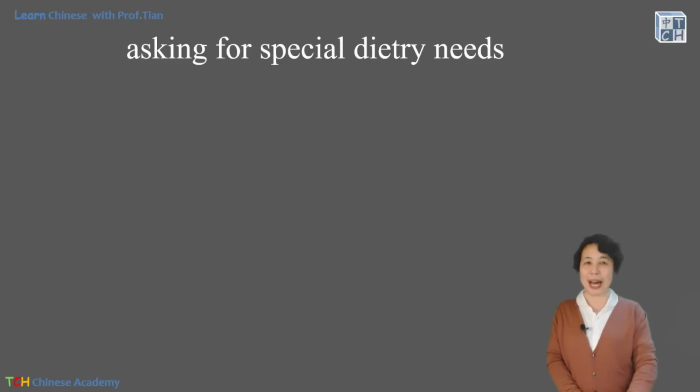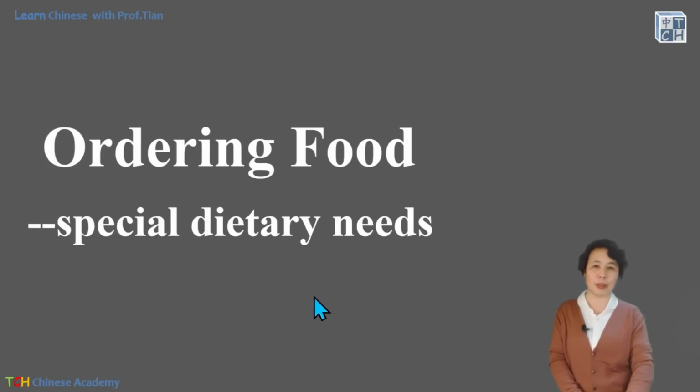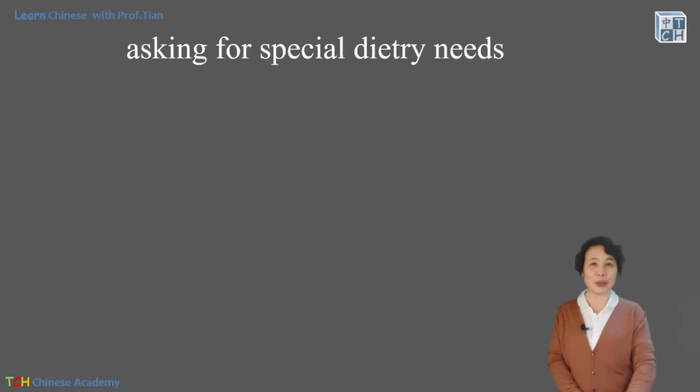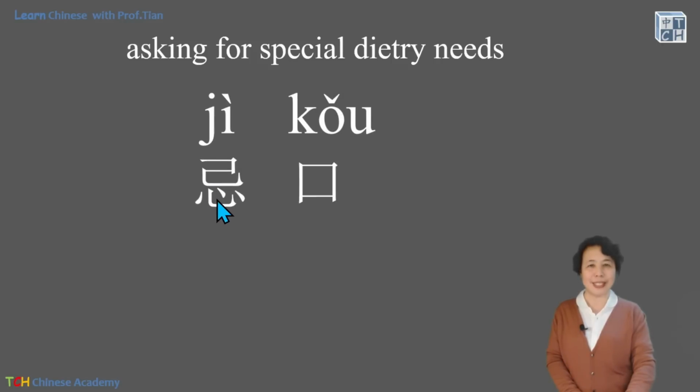Suppose you are seated at the table and you are ready to order, and the waiter or waitress is asking you for some special dietary needs. Then how do we say that in Chinese? Actually, it's pretty easy. Now let's look at this key word. It's pronounced 忌口.